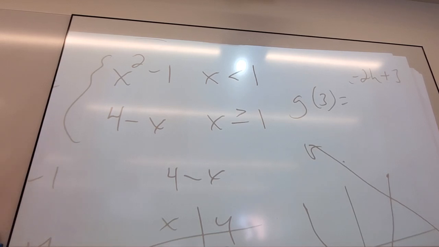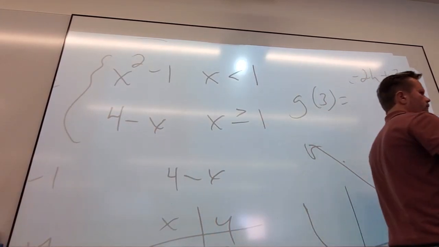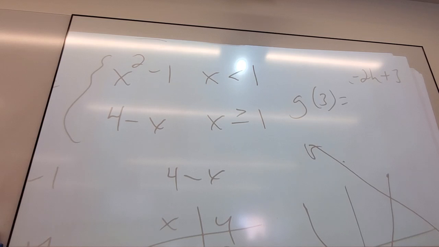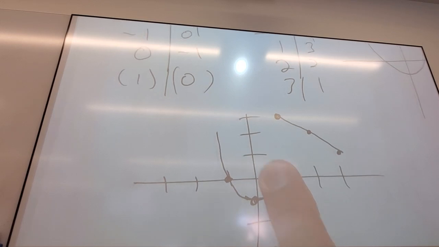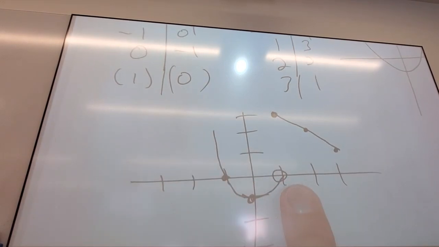So on the graph, right? Yes. When you plot the points like 1, 0, you can do that so that you'll know, hey, this is where it stops, or this is where the open circle is.